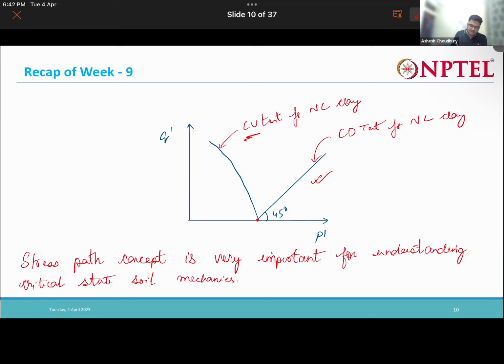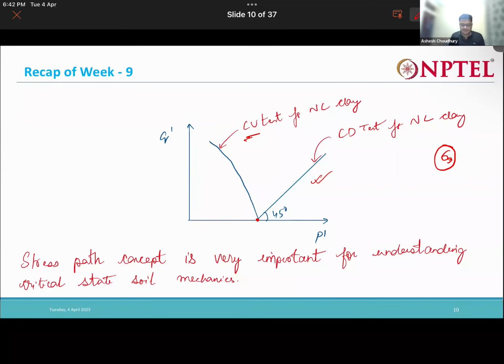They are originating from the same point because in both these tests, we are consolidating the soil up to the same value of consolidation pressure. That's why the point is the same.